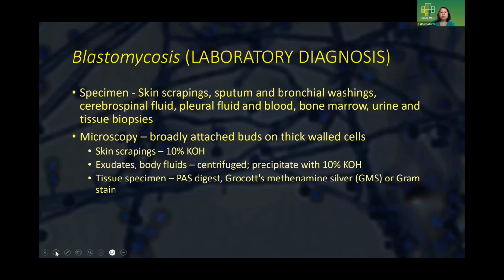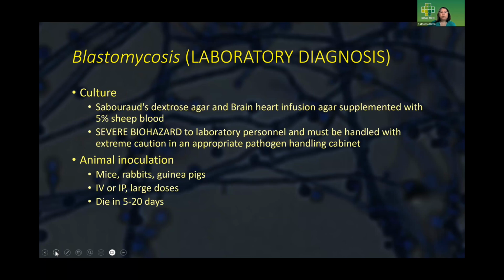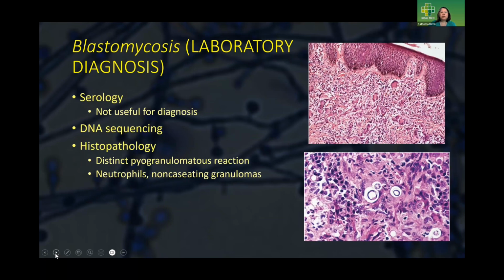Using skin scrapings, sputum, and bronchial washings, you may visualize under direct microscopy the thick-walled yeast cells with buds attached on a broad base. Identification is confirmed by conversion to yeast form after cultivation in rich medium, or by extraction and detection of B. dermatitidis specific antigen or specific DNA probe. Overall, serologic tests are not as useful for the diagnosis of blastomycosis compared to other endemic mycoses.